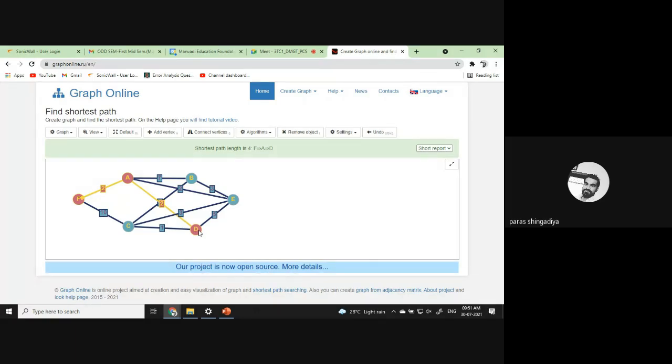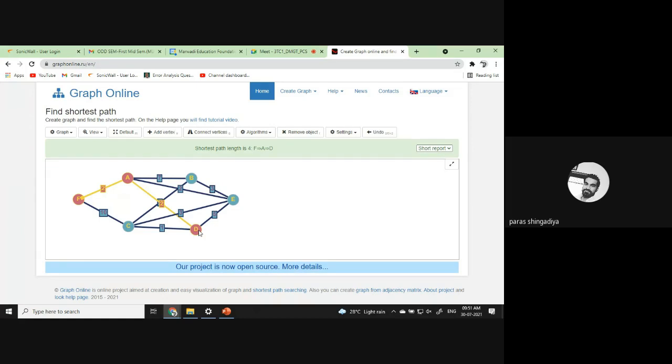That is used in Google Maps. So we first check the route between any two places, and then after we calculate, we find which will be the shortest. So that is the Dijkstra algorithm to find the shortest path. And Kruskal algorithm is used to find the minimum weighted spanning tree.